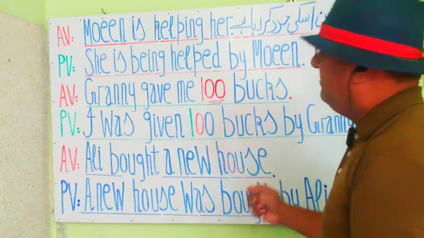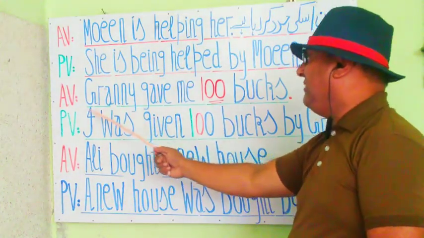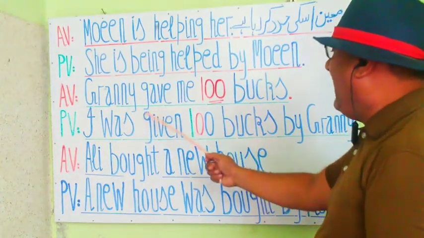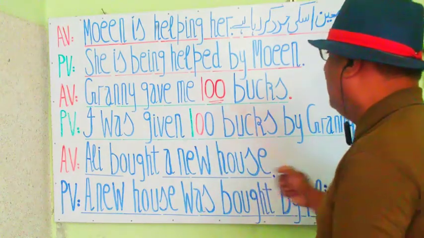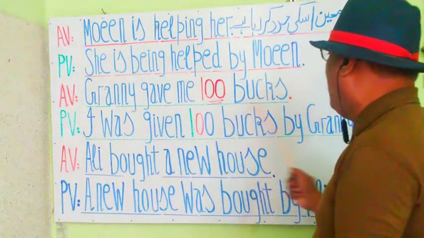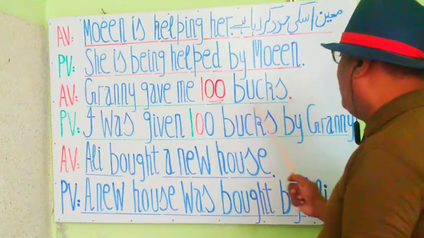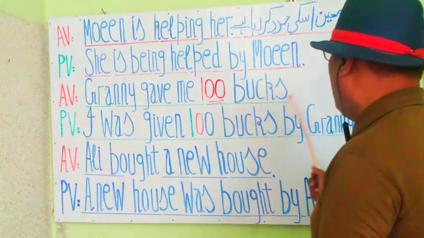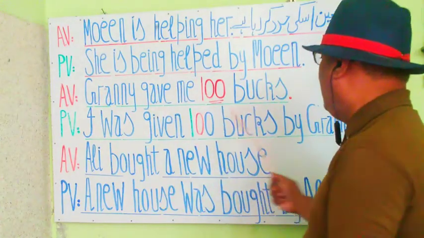Let's see the next statement in active voice. You see, guys, my students: Granny gave me $100. Bucks means dollars. Granny gave me $100. दादी अम्मा ने मुझे $100 दिए.